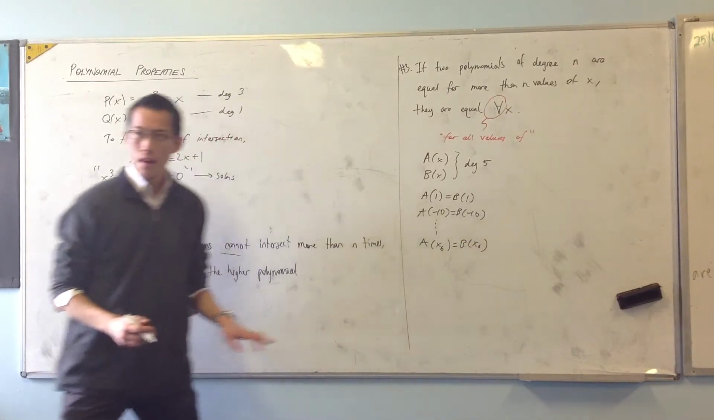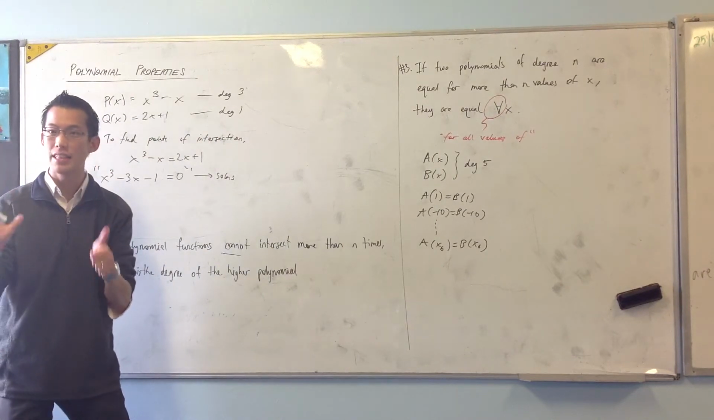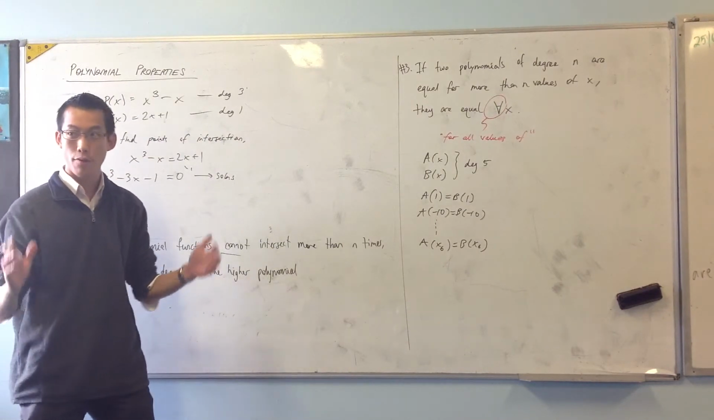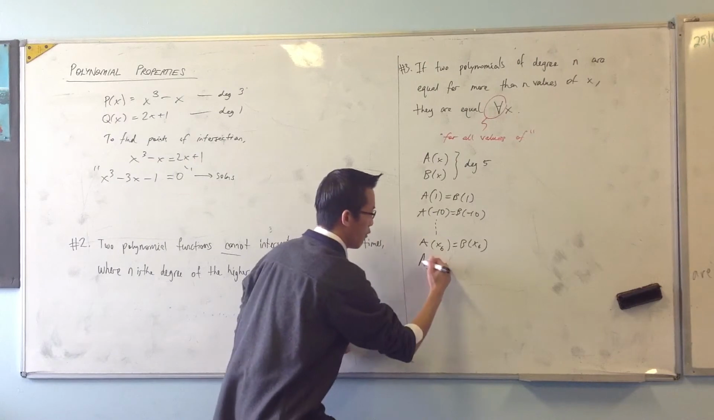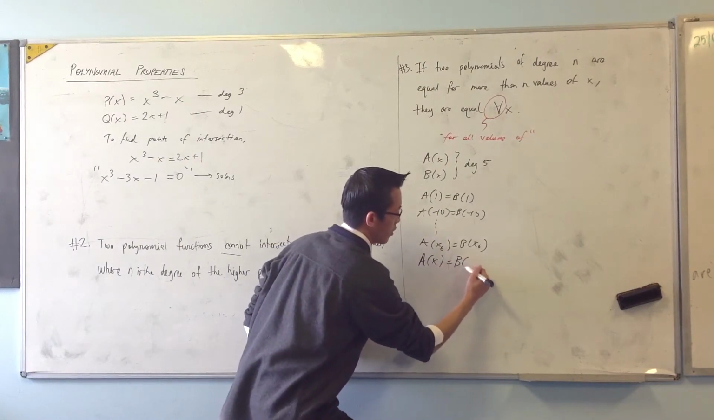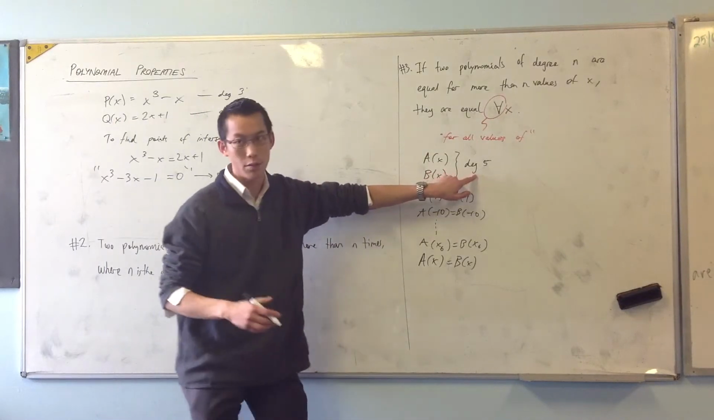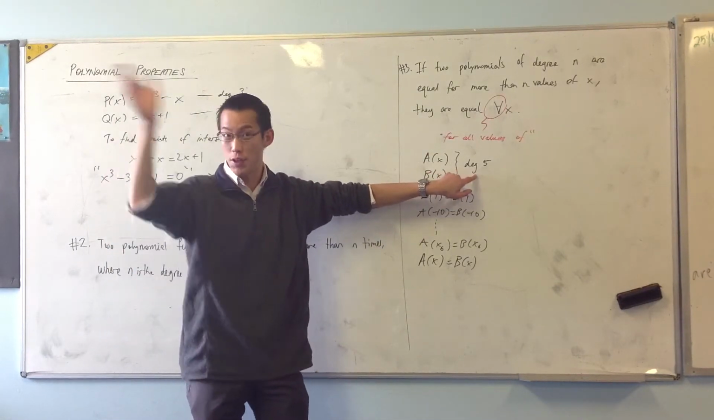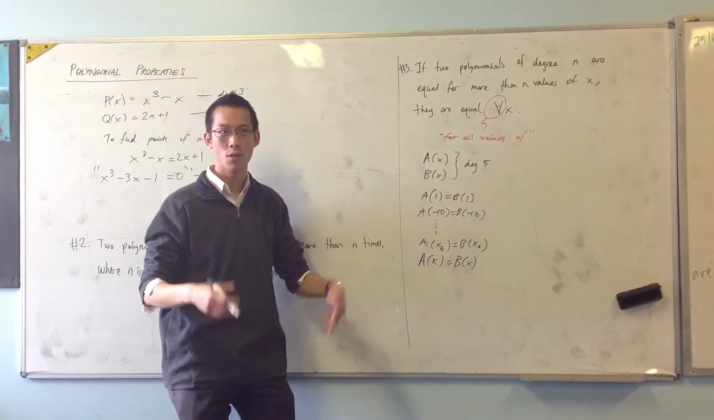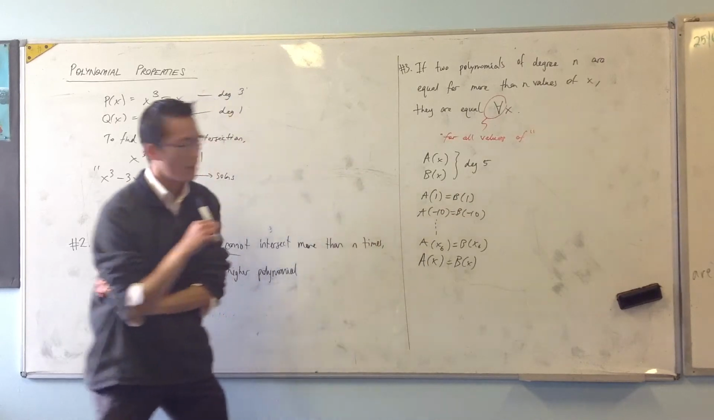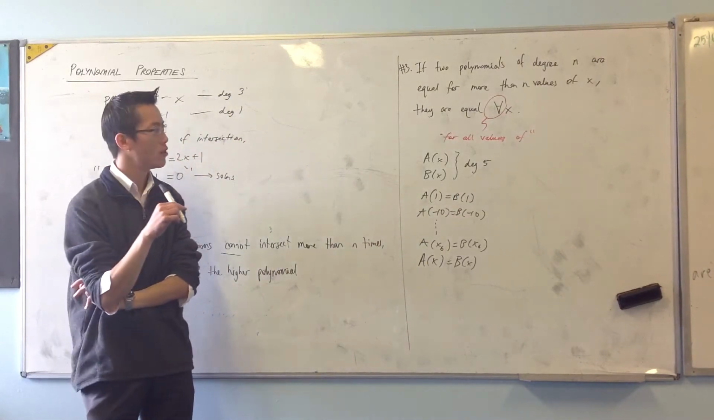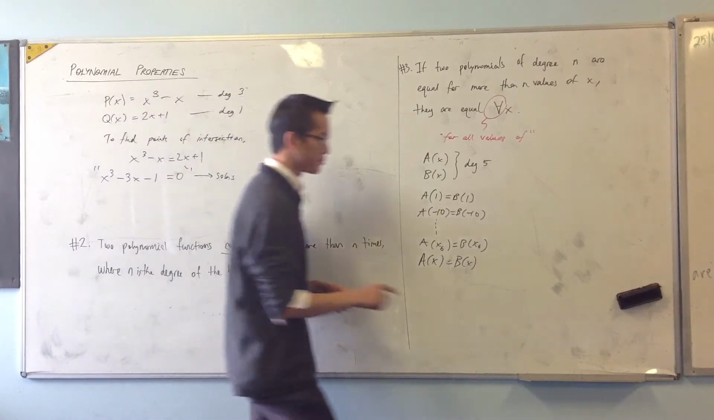if I can find 6 points where they actually line up, then I can know for certain that they'll line up for all values that I can come up with. Or if it was not degree 5, if it was degree 50, if I can find 51 values where they're the same, you get the idea. Now, why is that? How can we see that it's true?